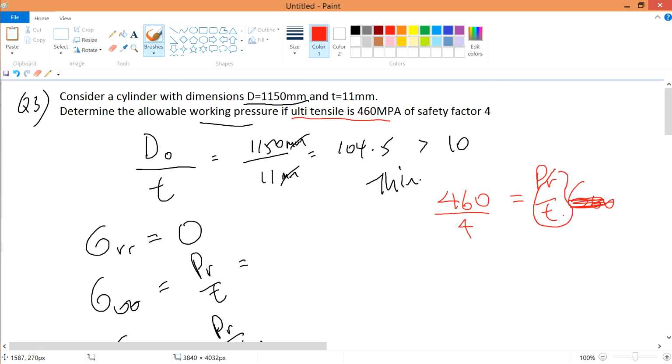Here, R over t is 104.5 divided by 2. This is your ratio, because D_O over 2R_O, the diameter is 2 times the radius, so this 2 comes down here. So 1150 divided by 11 divided by 2, you have 104.5 divided by 2. But please be very careful that this is R over t; what we calculated just now is D over t. Be careful when you substitute the values, because you may accidentally substitute the diameter. Note that this is the outer radius. So we have 460 divided by 4, then further divided by R over t, which is 104.5 divided by 2, approximately 52.25.